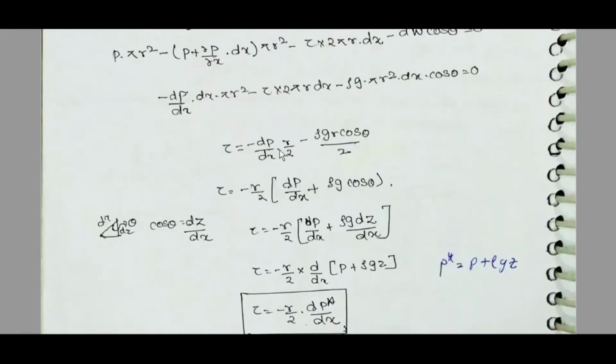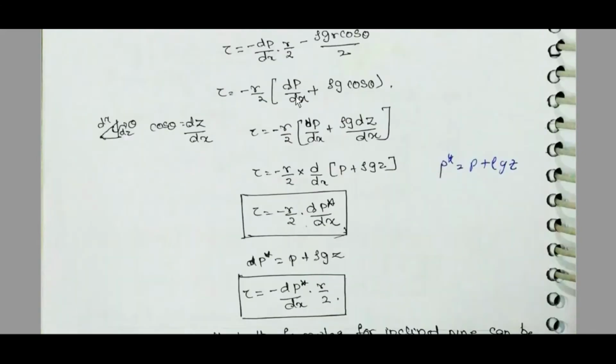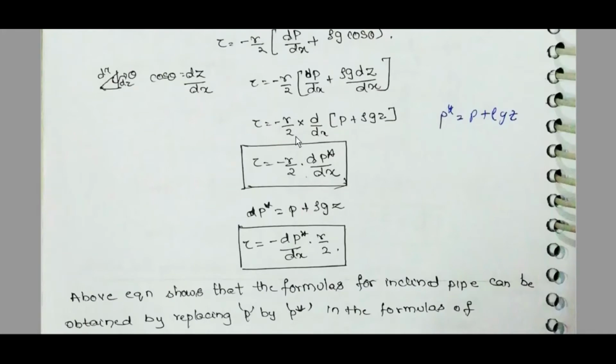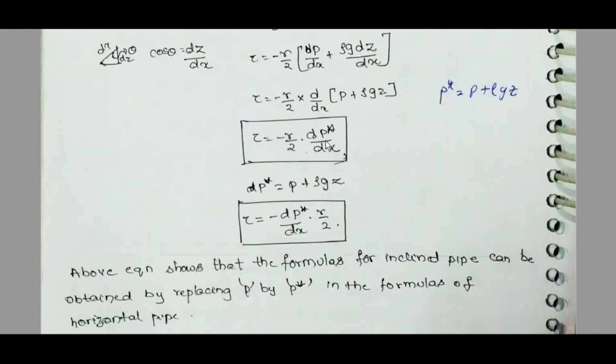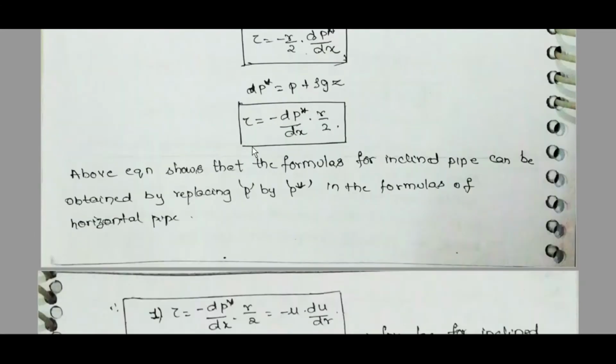Finally, tau is equal to minus dp/dx into small r by 2 minus rho g r cos theta by 2. Tau is equal to minus r by 2 (dp/dx plus rho g cos theta). Tau is equal to minus r by 2 (dp/dx plus rho g dz/dx). Tau is equal to minus r by 2 d/dx of (p plus rho g z). P star is equal to p plus rho g z. Tau is equal to minus r by 2 dp star/dx.